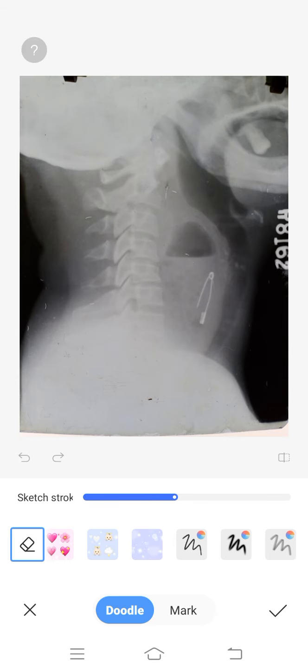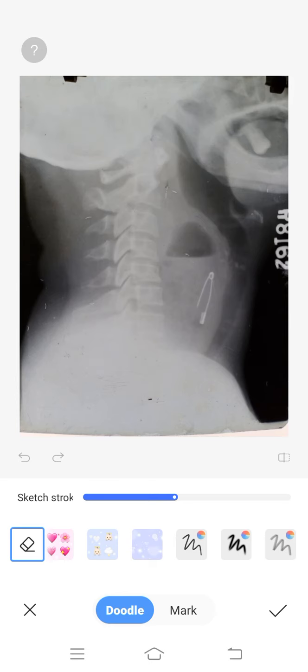In this case, this widening is almost more than double the width of the body of the cervical vertebra. Notice also there is a metallic density foreign body, a safety pin, which is open and facing downwards. There's also a fluid air level. So this is diagnostic of retropharyngeal abscess. Now we have to note where the foreign body is situated.